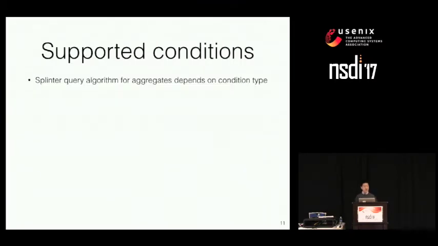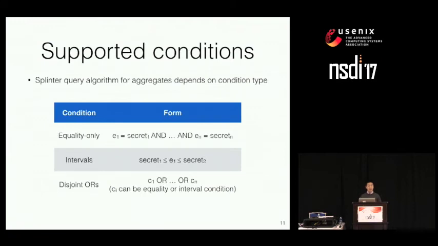Splinter supports 3 types of conditions in the query filter. And the following table is important because the algorithm that Splinter executes for query aggregates depends on the condition type. The 3 conditions are equality only, intervals, and disjoint ORs. The form of the condition is in the right column, and E represents a column name, and CI can be an equality or interval condition.